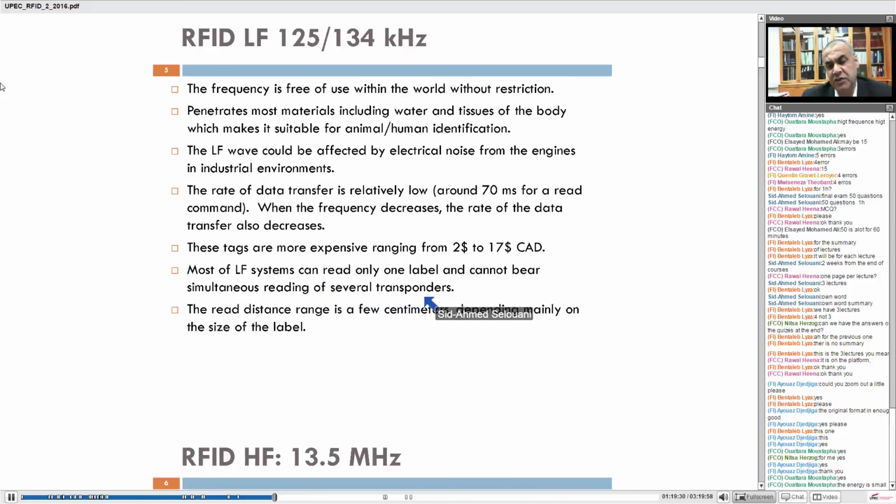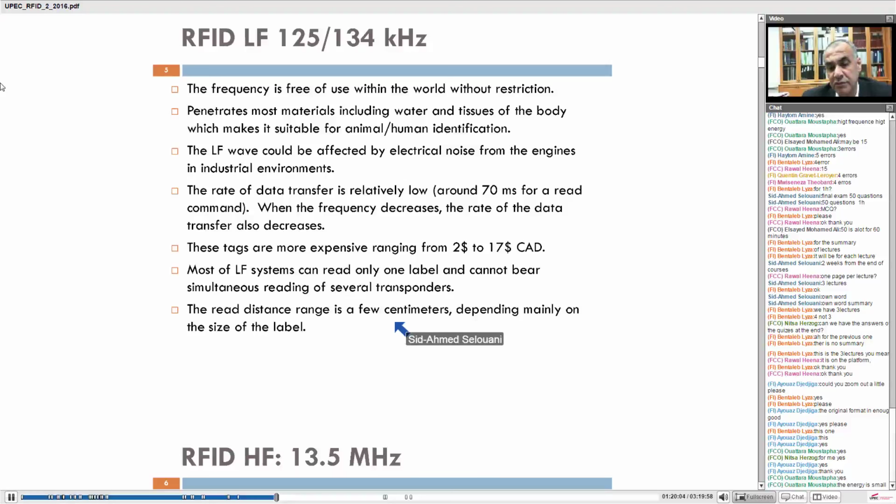Most of the low frequency systems can read only one label. This is another disadvantage, because we can read only one label and cannot support simultaneous reading of several transponders. I will explain to you why it's more expensive, why we can read only one label, why the data transfer is very low. It's related to the technology, to the way the information is exchanged.